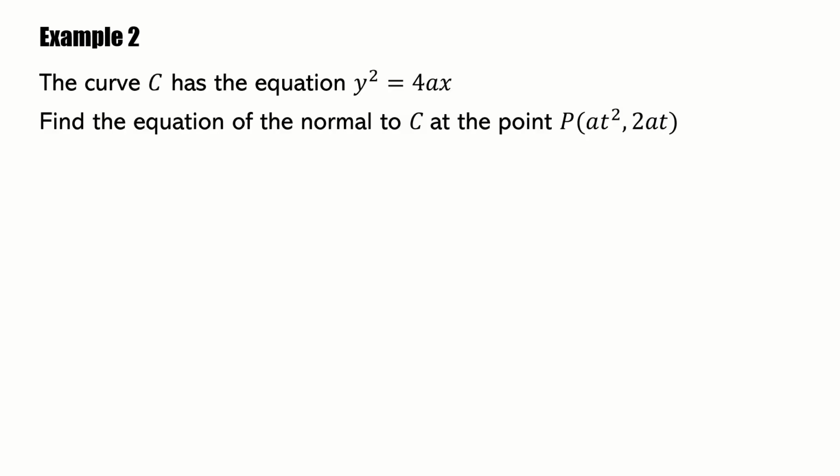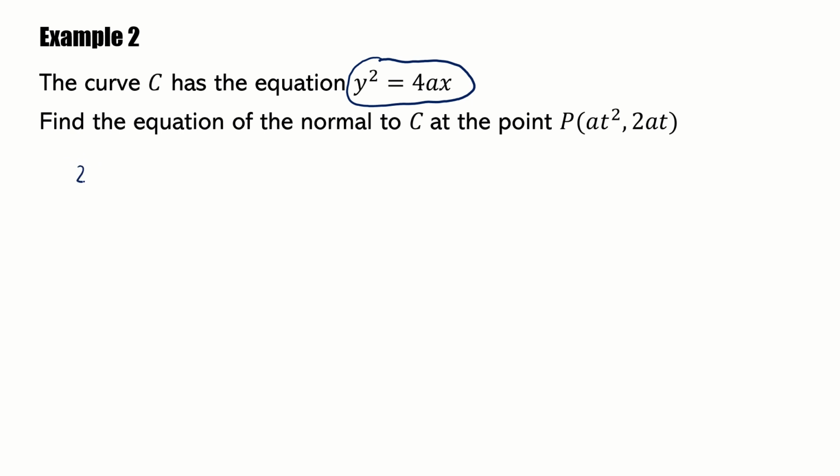So in example 2, we're now trying to find the equation of the normal to C. And a reminder, of course, a normal is perpendicular to the curve, and therefore we're going to need to differentiate to find the gradient of the curve. And you've got two different options. You could either use implicit differentiation to differentiate y squared equals 4ax. So that's what we're going to try here.